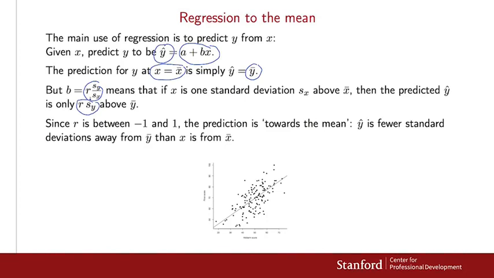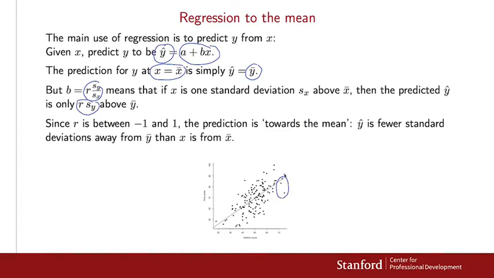Let's look at this scatter plot that shows scores on midterms and final exams for a number of students. The midterm scores are on the horizontal axis and the final exam scores are on the vertical axis. You see that the regression line clearly shows regression towards the mean. For example, if you look at students who did very well on the midterm, it would be roughly those very much on the right-hand side.